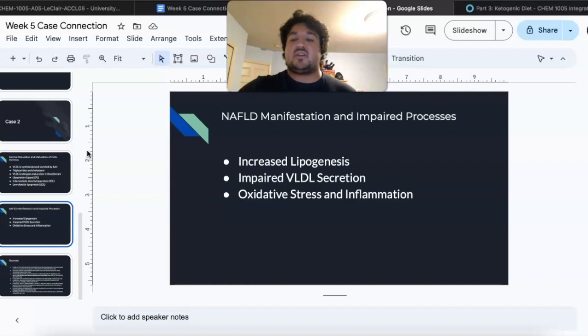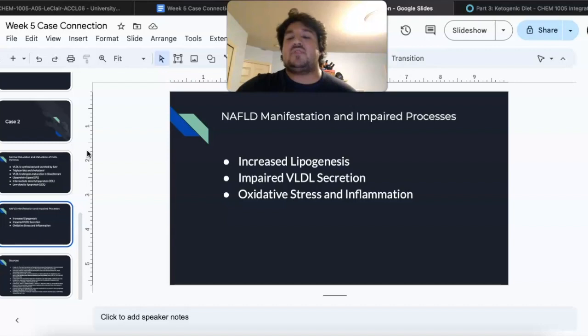First off, increased lipogenesis. In NAFLD, there is often an increase in the synthesis of fatty acids within the liver, and this is driven by an upregulation of lipogenic enzymes and pathways, partly due to insulin resistance and high carbohydrate intake, which promote the conversion of glucose to fatty acids.